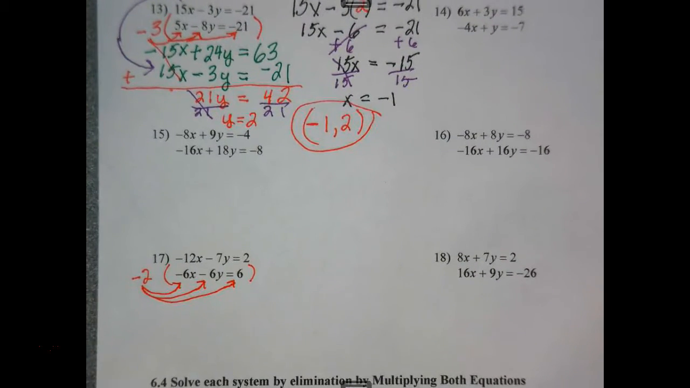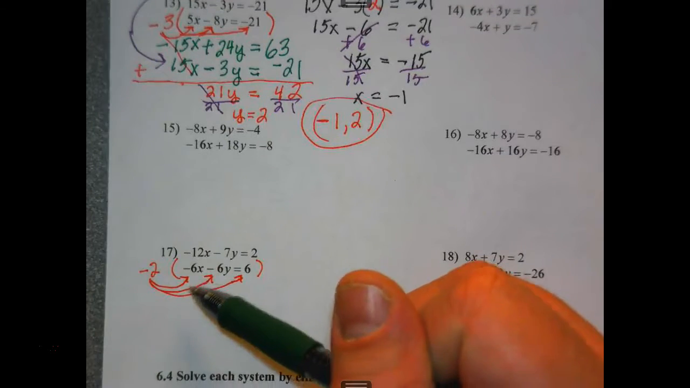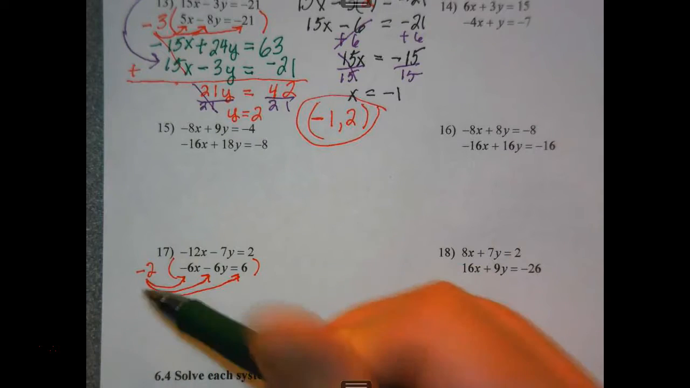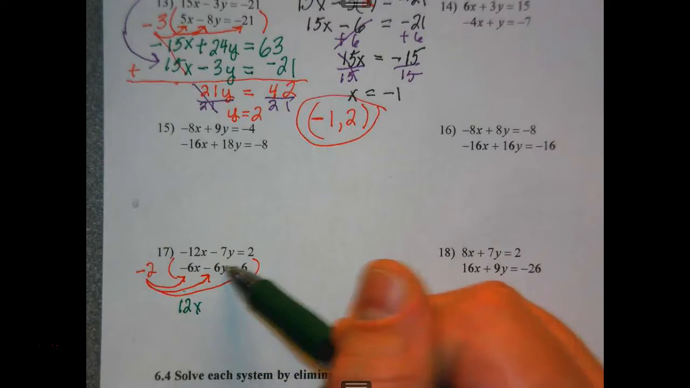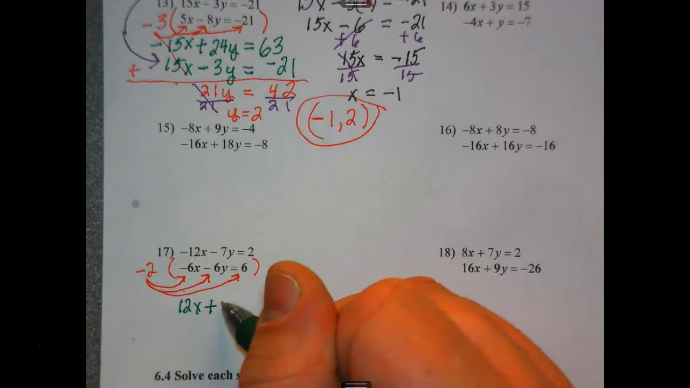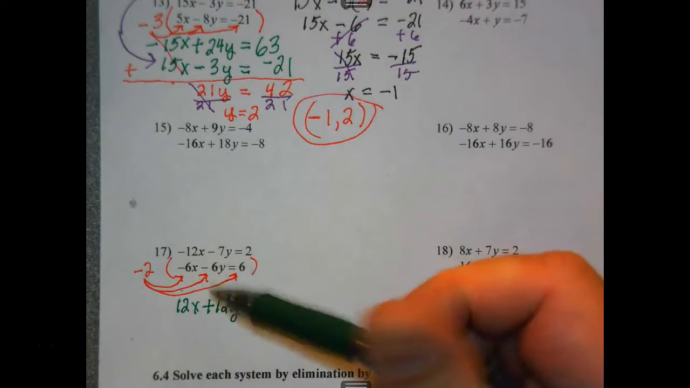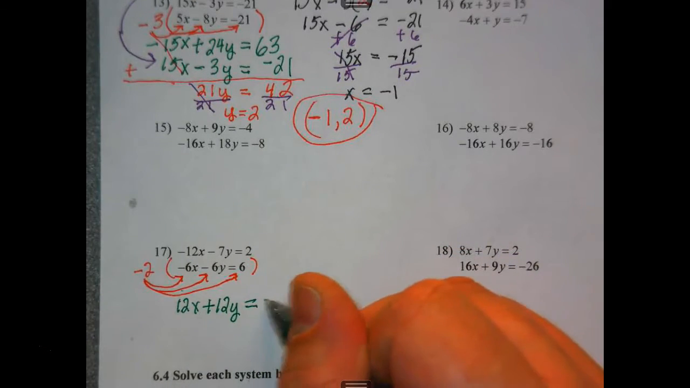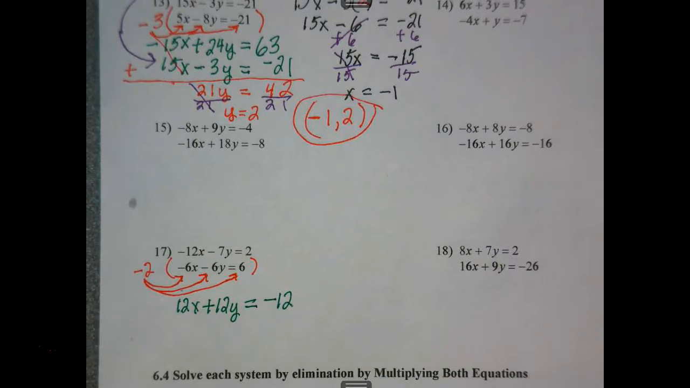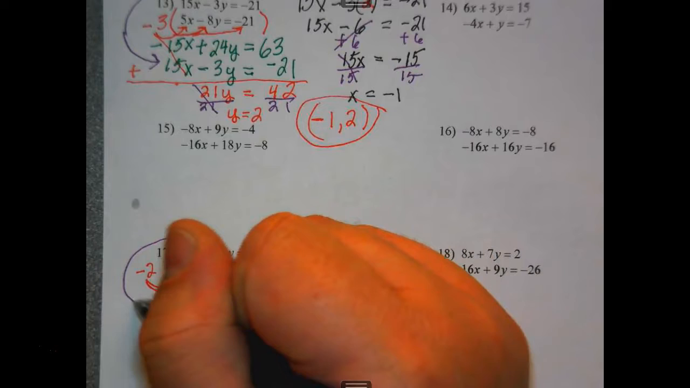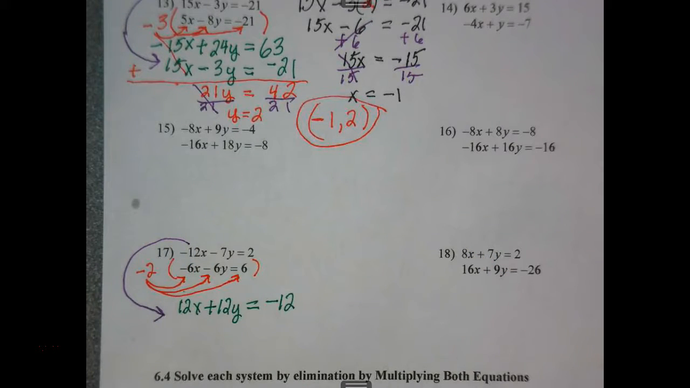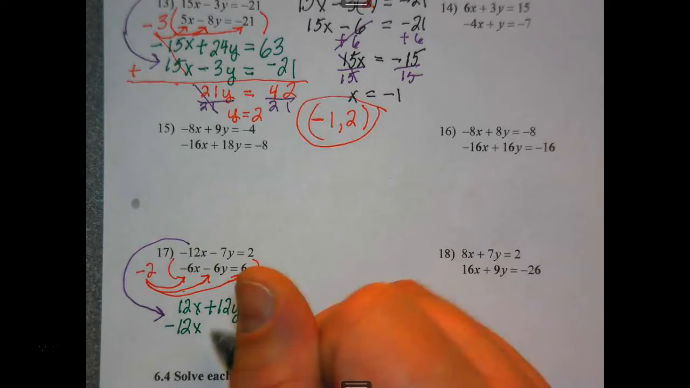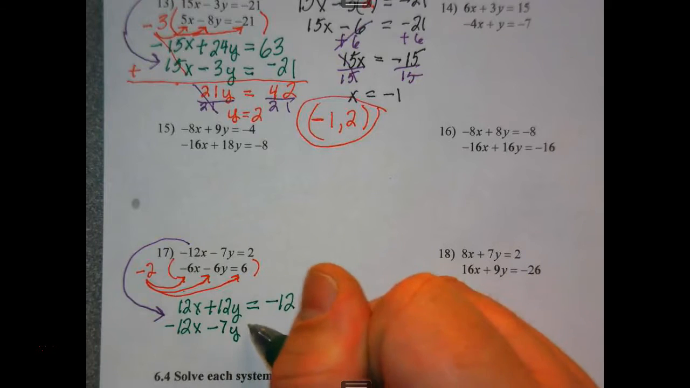Negative 2 times negative 6x, positive 12x. Negative 2 times negative 6y, positive 12y. Negative 2 times 6 is negative 12. Rewrite the top equation underneath it: negative 12x minus 7y equals 2.